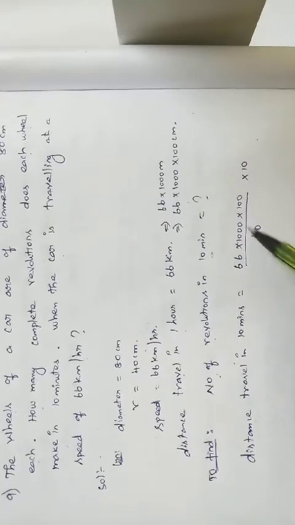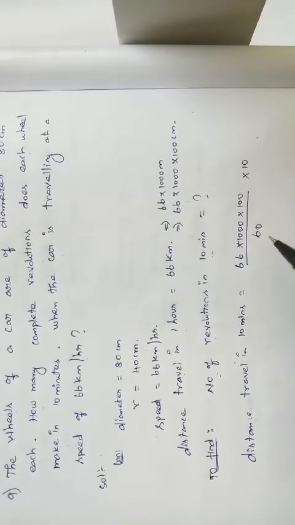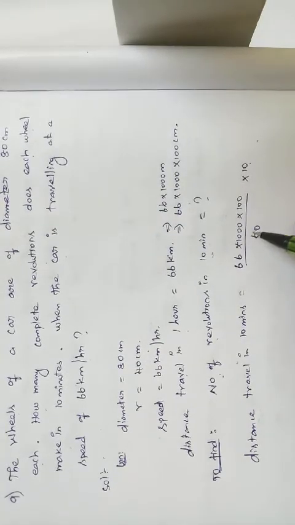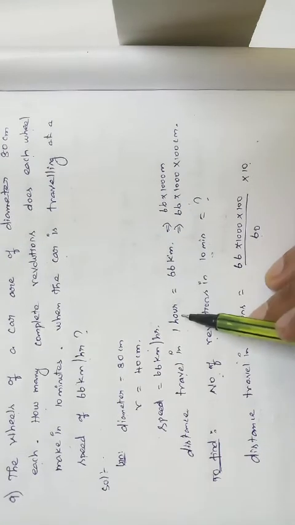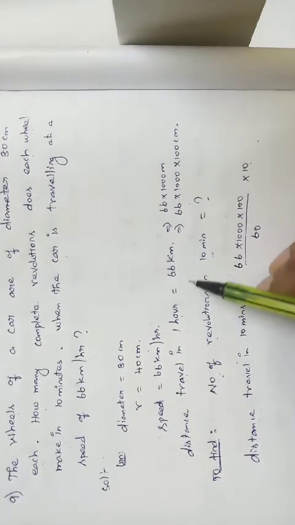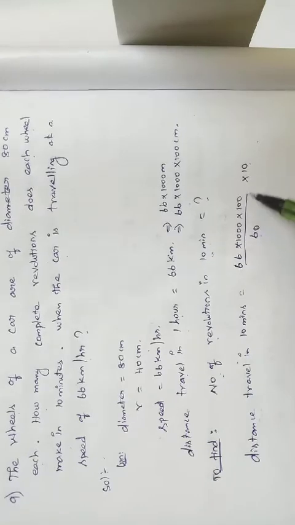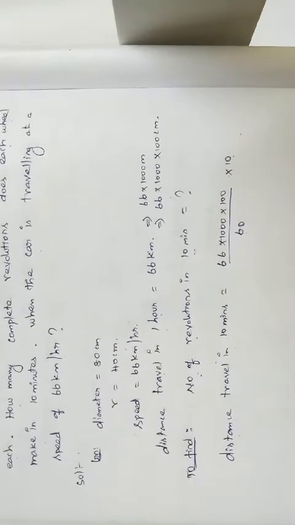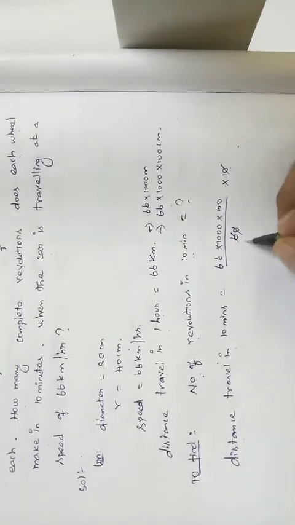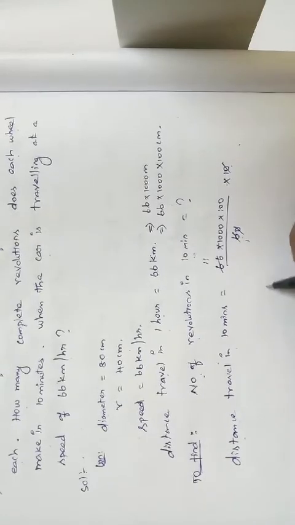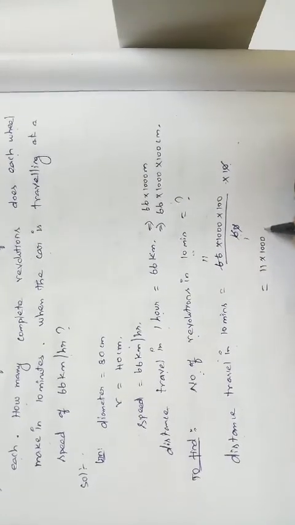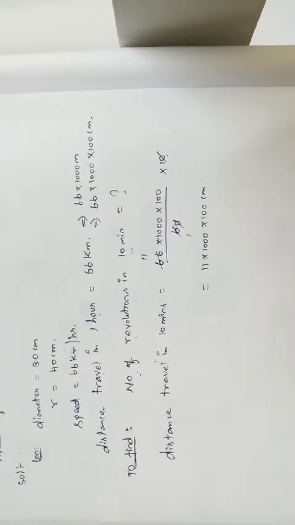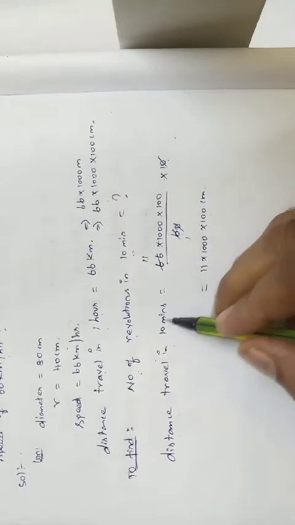Understood? This is per hour; converting to 1 minute by dividing by 60 and multiplying by 10, it becomes 10 minutes. Just simplify. 0, 0 cancel. 6 one times, 66 is 11 times. So what remains is 11 into 1000 into 100 centimeter traveled in 10 minutes.